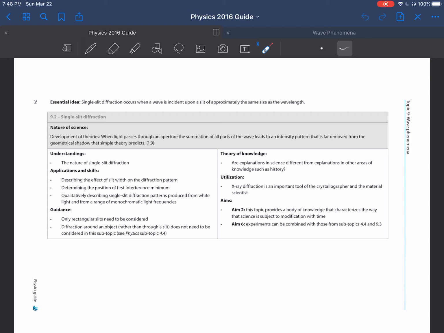Hello everyone. In this video, I'm going to explain single slit diffraction. In particular, I'm going to focus on the nature of single slit diffraction, describing the effect of slit width on the diffraction pattern, and determining the position of the first interference minimum. This is HL material topic 9.2, although important for SL to understand qualitatively, so without the formulas.